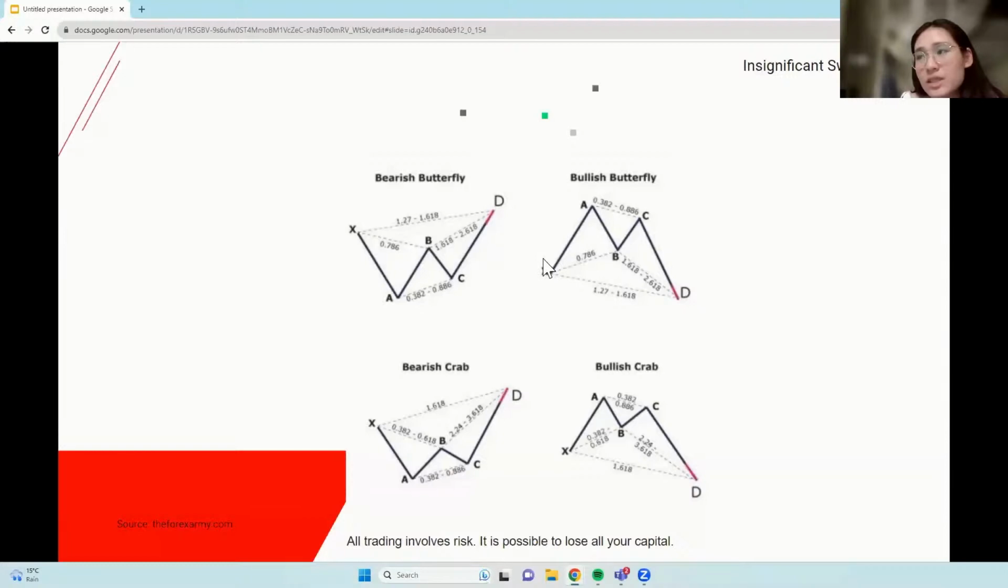Okay, then you're going for a sell after D. Bullish, you're going for a buy after the D. Bearish, on the other hand, we have the AB retracing 38.2 to 61.8 of XA, and BC over here 38.2 to 88.6 of XA, and CD 224 to 361.8 of BC here. Okay, or 161.8 of XA.